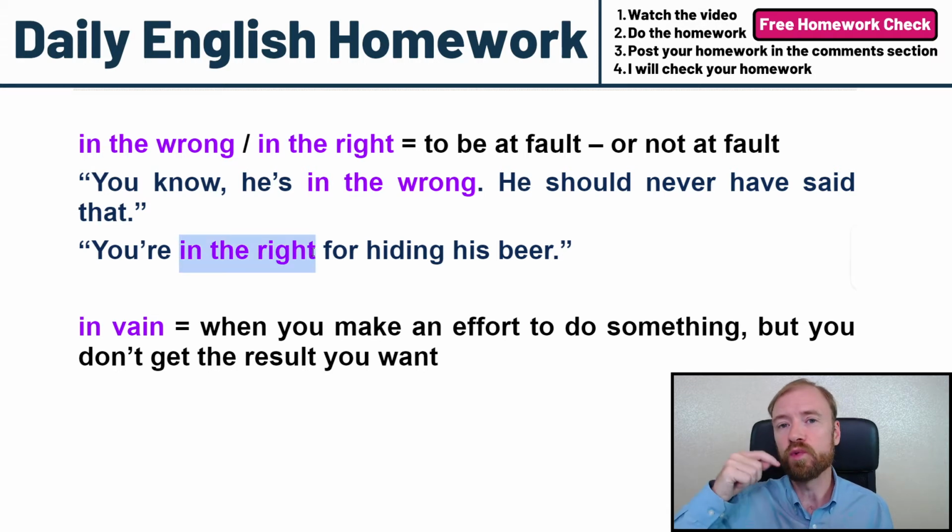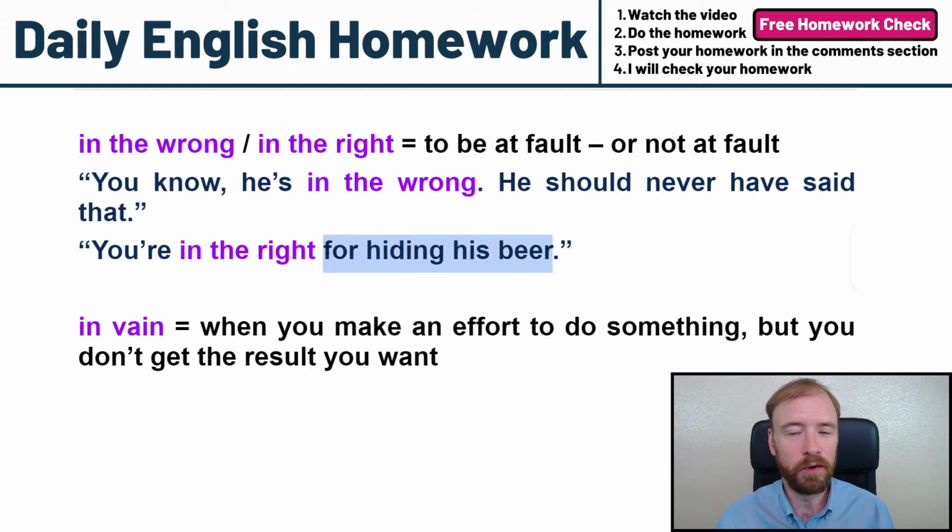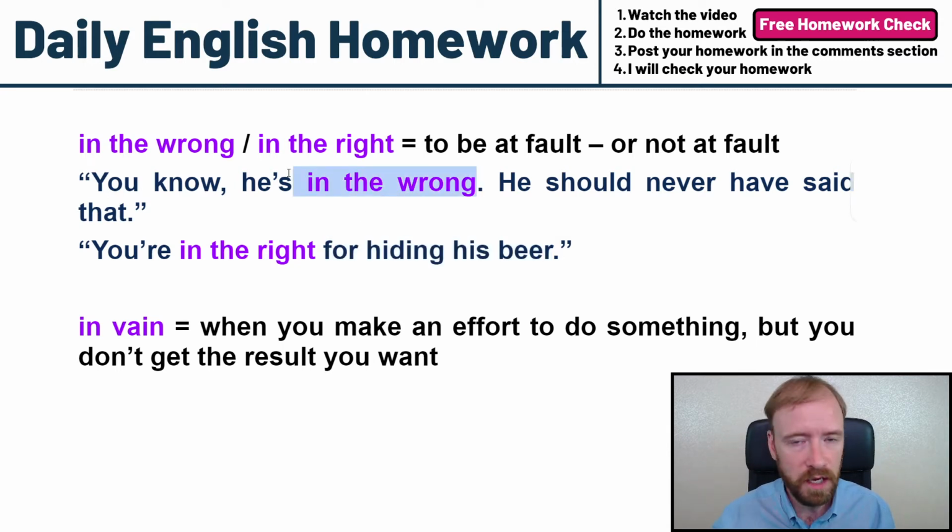So you are right for hiding his beer. All right. So maybe someone wanted some beer. Maybe he was too drunk. So you were hiding his beer so he doesn't get to the beer. So you're in the right. You made a good decision. In the wrong, your thinking or speaking is wrong. So always try to be in the right. You don't want to be in the wrong.